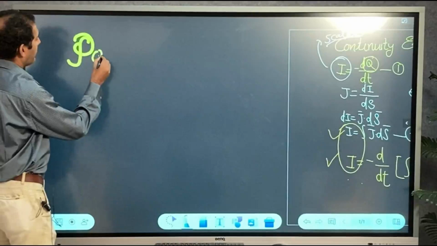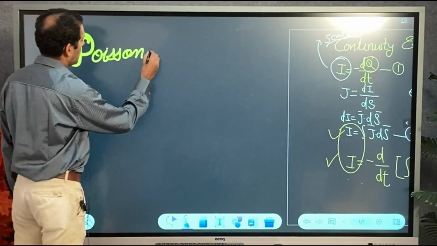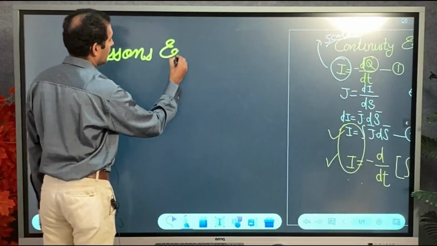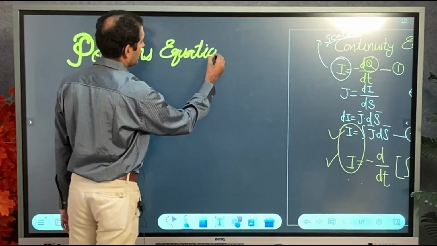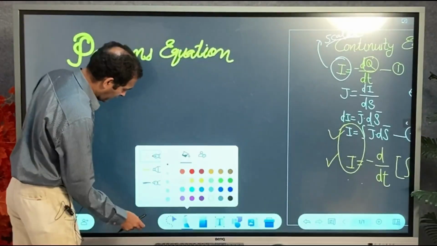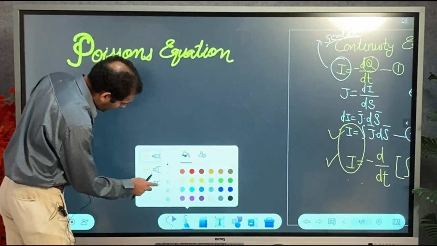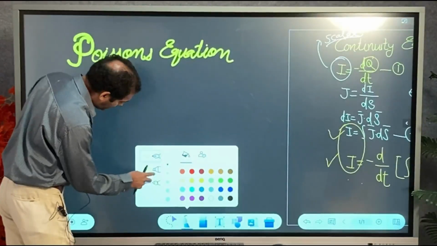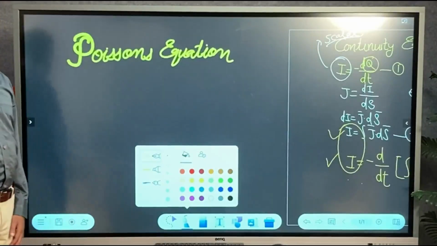Let's say Poisson's equation. It has nothing to do with snake poison or harmful poison. It is named after the scientist who derived this expression. His name was Simon Denis Poisson. So based on his name, this equation is named.